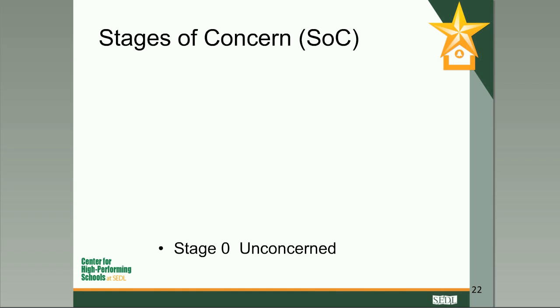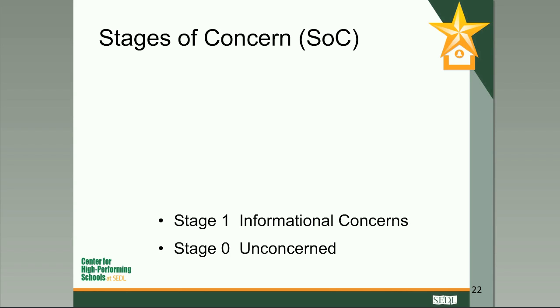So really quickly, when I think about each stage, I like to think about a typical statement that we would hear from someone. For example, the first stage is what we call unconcerned. Essentially, the person doesn't have any concerns about the innovation because they're not really thinking about it yet. A typical statement for that individual might be, I have other things to do that are more important to me.